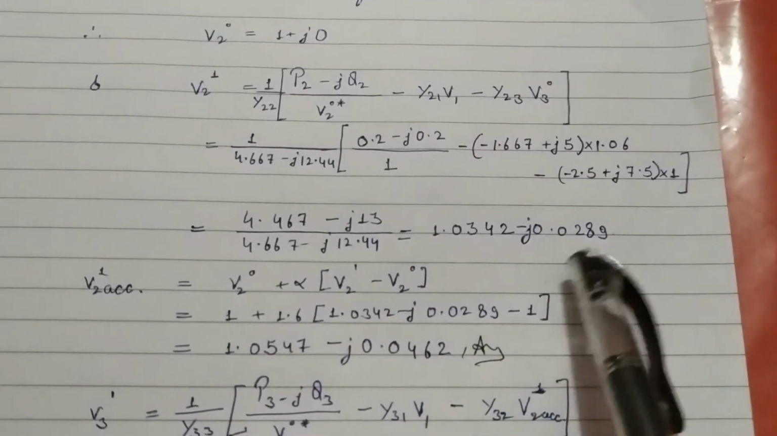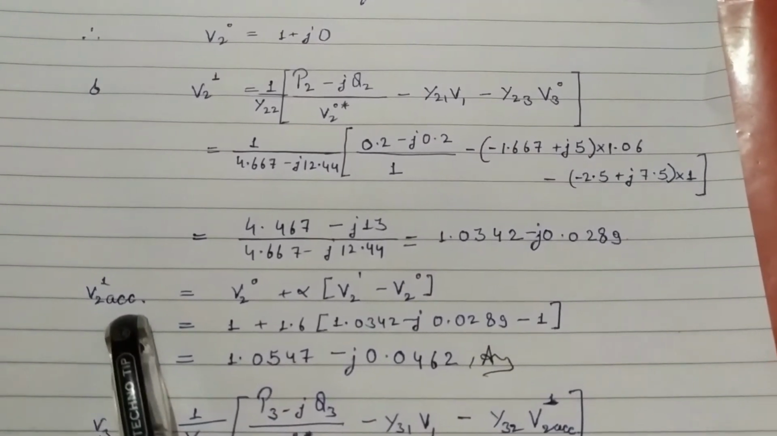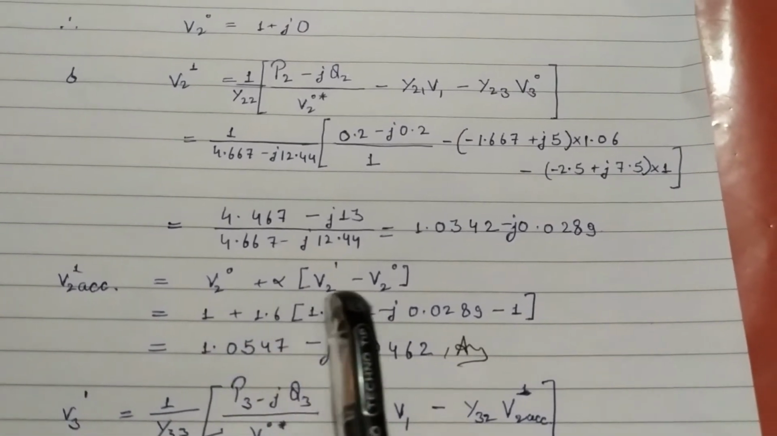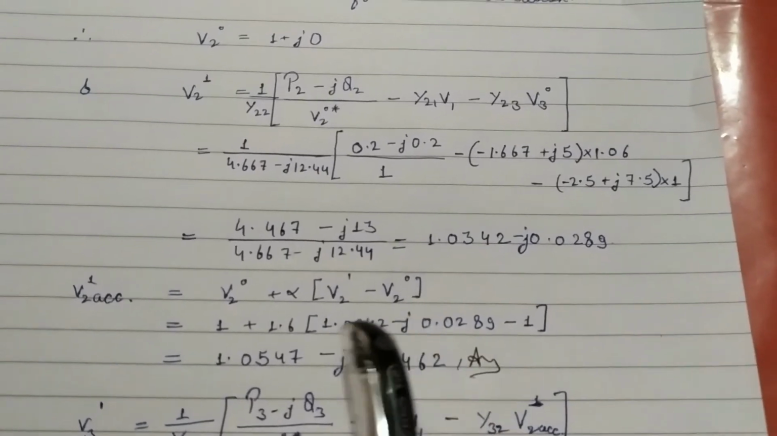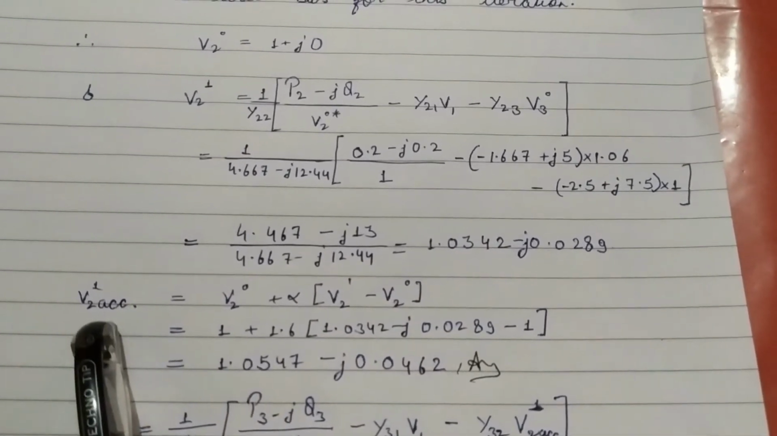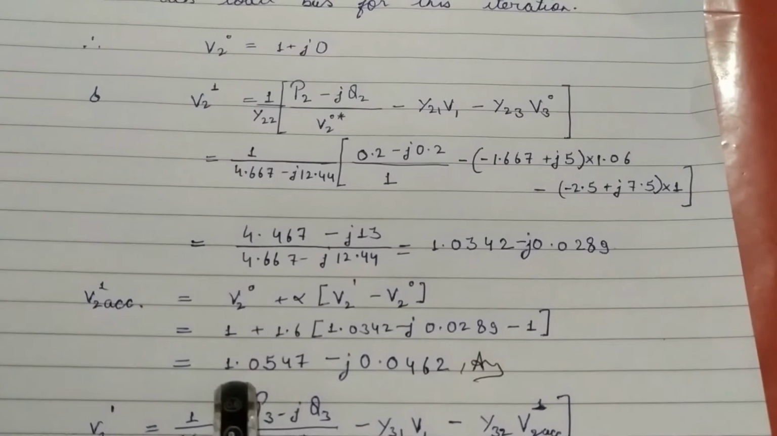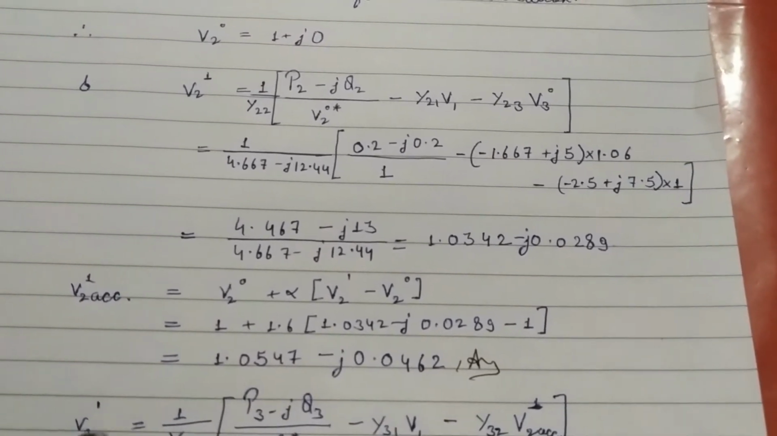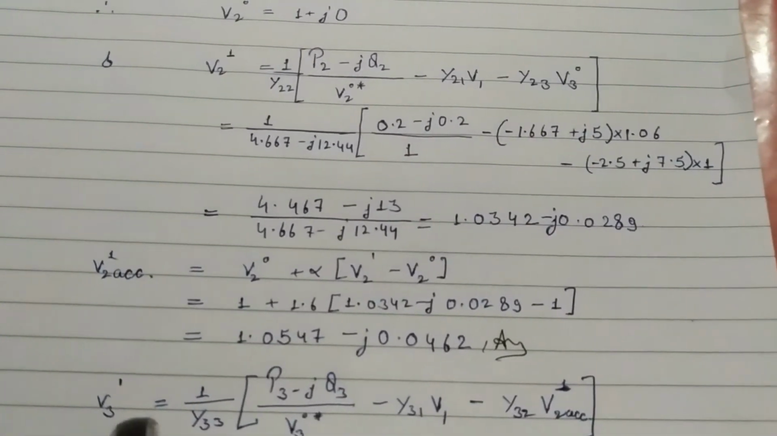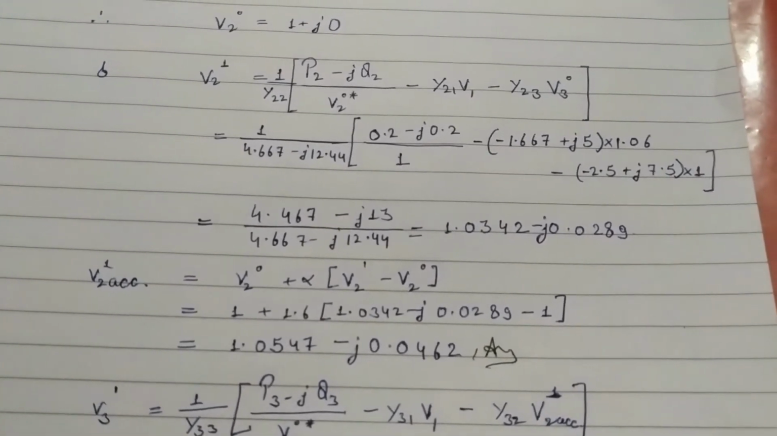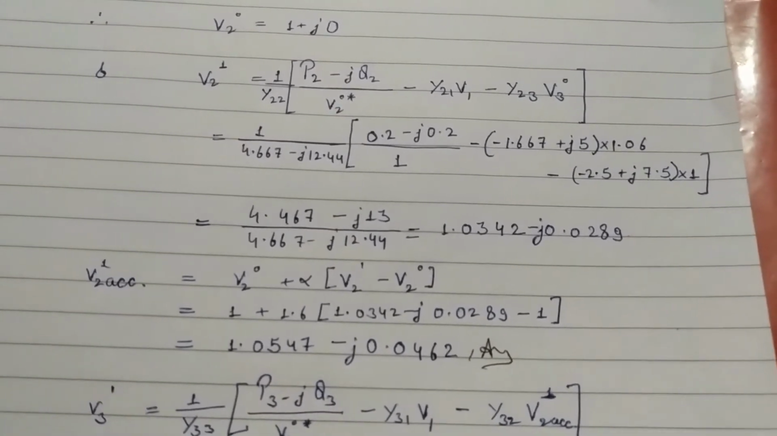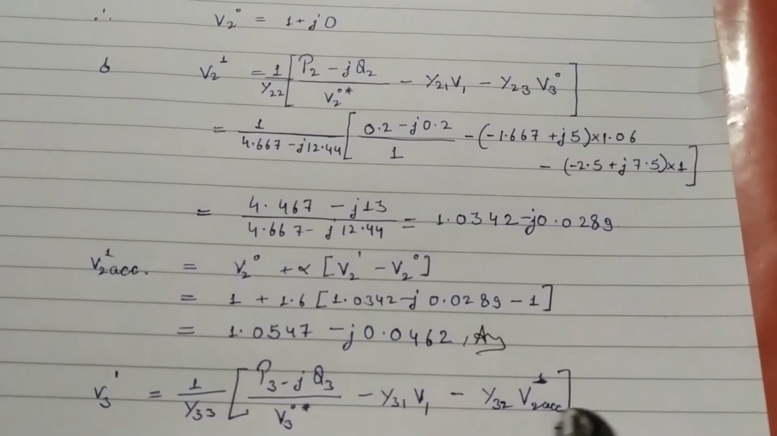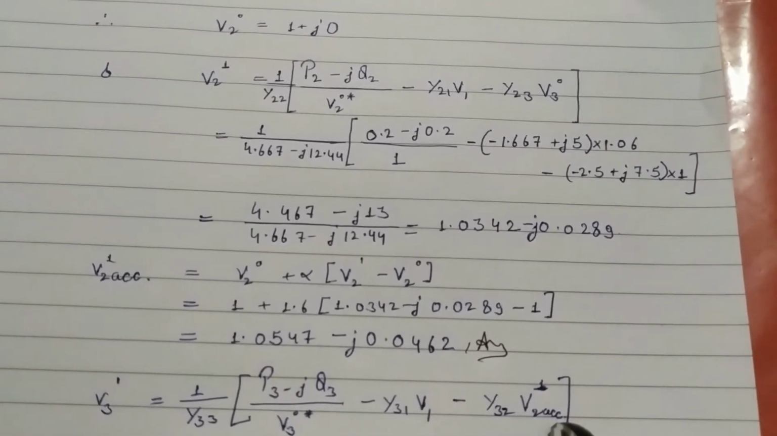0.0289. Similarly, we calculate the value of V2 accelerated, as we have been given alpha equal to 1.6. So we put the value V2^0 plus alpha times (V2^1 minus V2^0). If we put in all these values, we get the value of V2 accelerated, which is equal to 1.0547 minus j 0.0462. Similarly, we can calculate V3^1 after the first iteration: 1 by Y33 into (P3 minus jQ3 by V3^0 conjugate, minus Y31 V1, minus Y32 V2 accelerated 1).